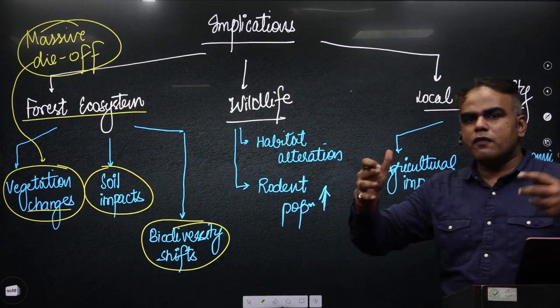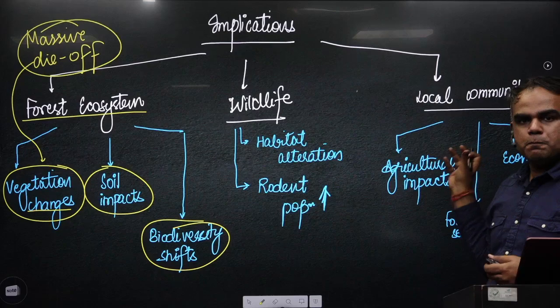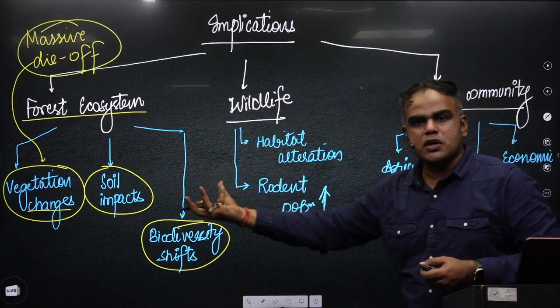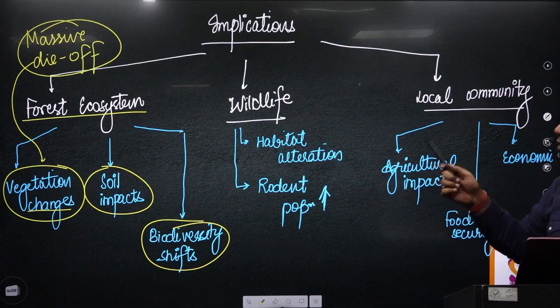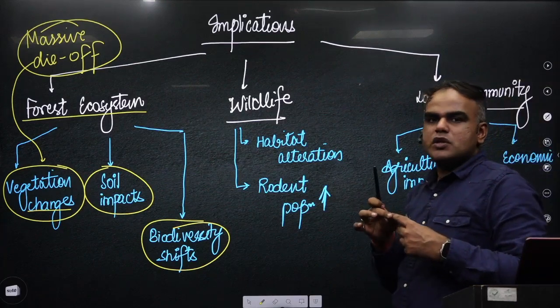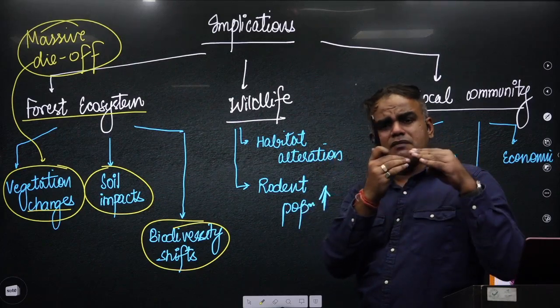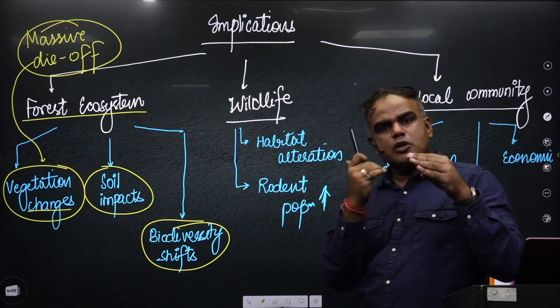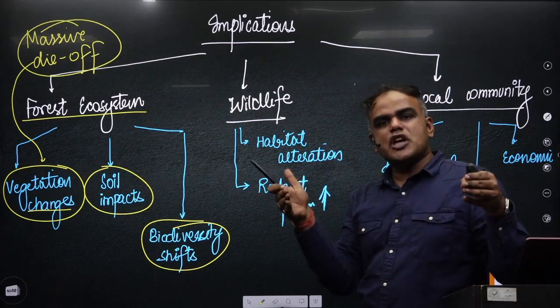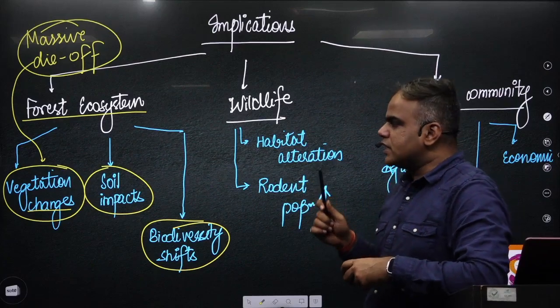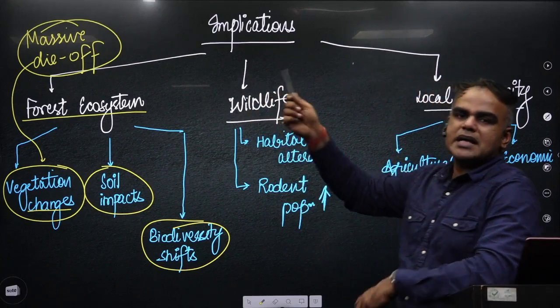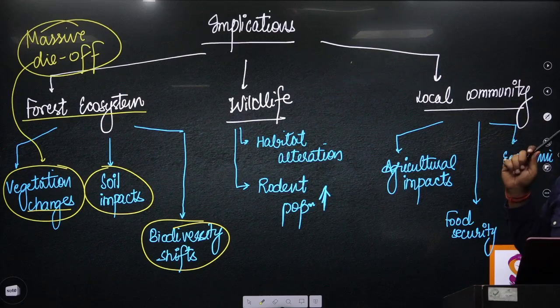So massive die off is known as the gregarious flowering. Of course the vegetation is going to change, right? Because when you see phenology, you see the leaf shedding, then the flowering, after flowering you have fruiting, and after that you have germination. Here also, vegetation will change because of massive die off, so that is a problem that is going to happen.